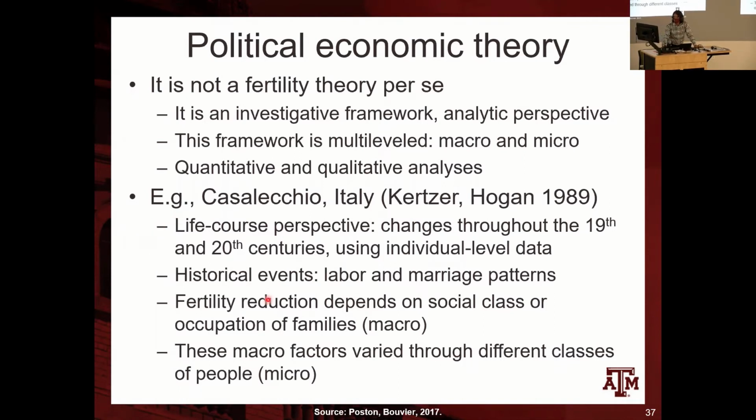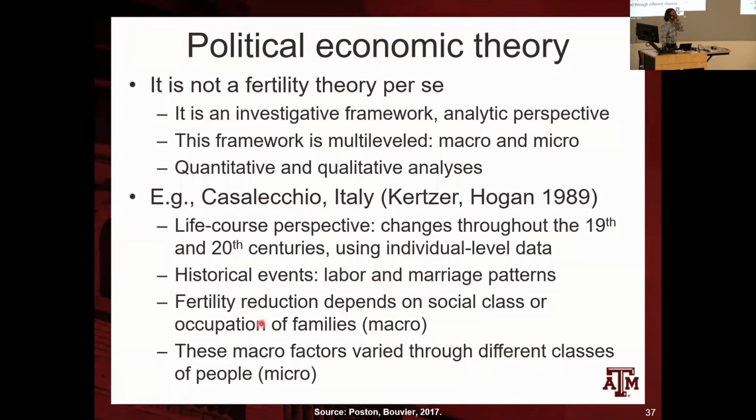They were able to do this analysis with a life course perspective because they had individual level data available through the 19th and 20th century. This kind of detailed data at the individual level for so many years is really rare to encounter. But in specific communities, in this case in Casalecchio, they got that data. It allowed them to understand changes in historical events, such as the age at which people enter the labor market, employment rates, occupations of people, when people get married, at which age, what was the average age of marrying of men and women throughout all these decades, right? Through the 19th and 20th century.